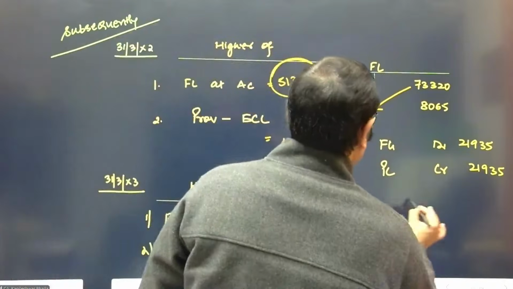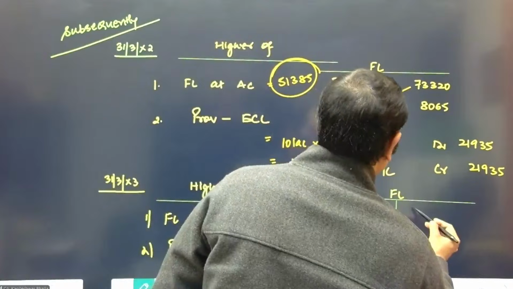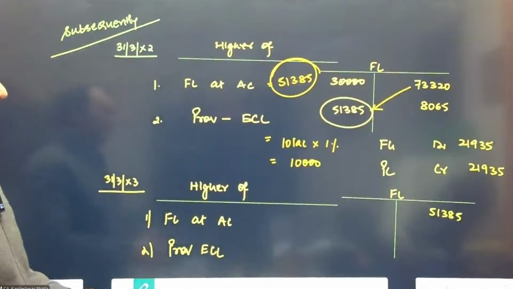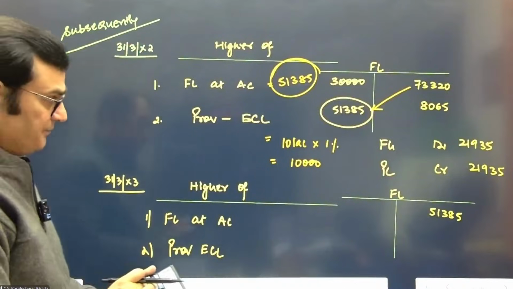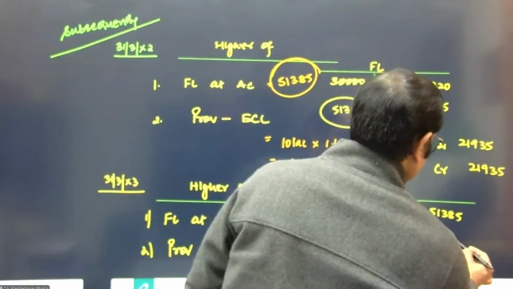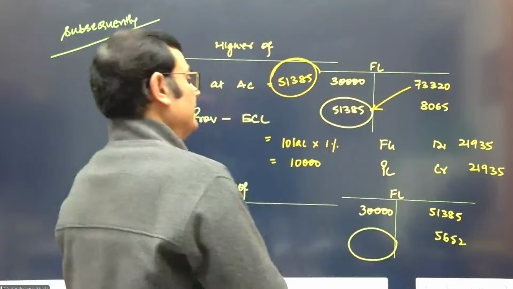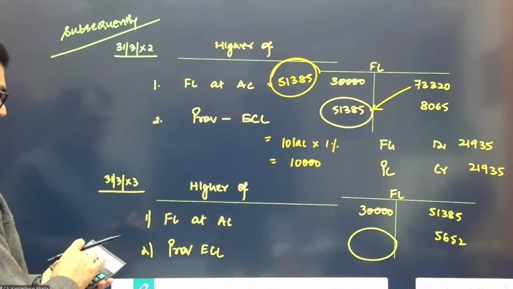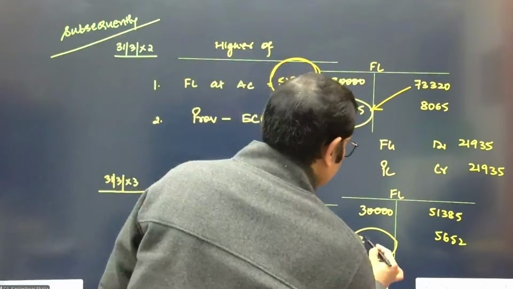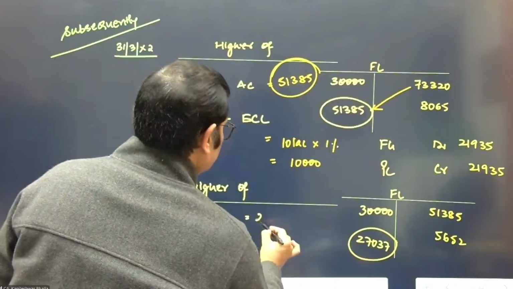So let's make a ledger out here. Financial liability, this would be 51,385. Take the finance charge at the rate of 11%. That's, I think, 5,652. The benefit paid is 30,000. So we can get the balance: 51,385 plus 5,652 minus 30,000. This is 27,037.